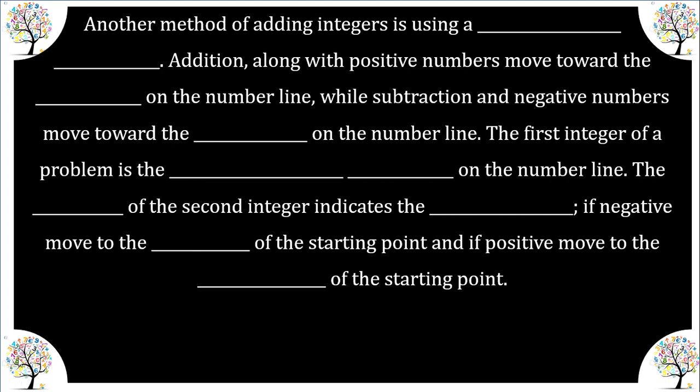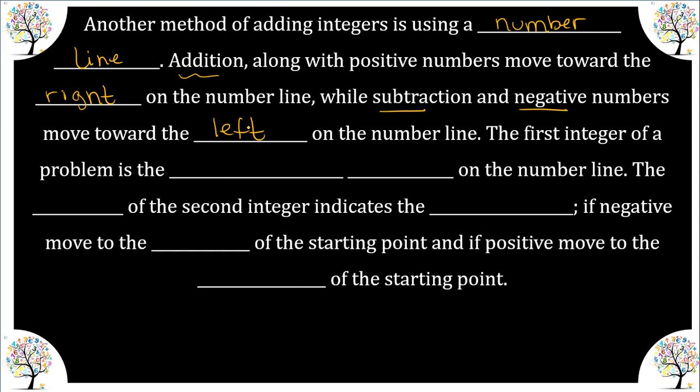And there is another method of adding integers, and that is using a number line. So it's good to have a visual when we're learning how to add integers. And then once you get the hang of it, you won't need the visuals. So addition along with positive numbers move toward the right. So positive numbers or the addition symbol means move to the right on the number line, while subtraction or negative numbers move toward the left on the number line.